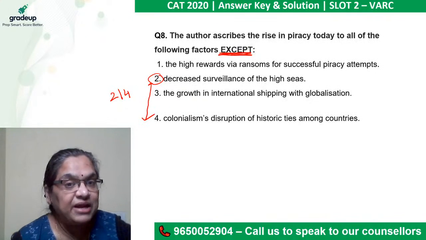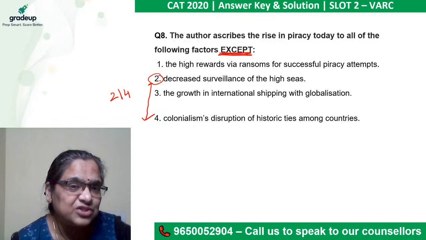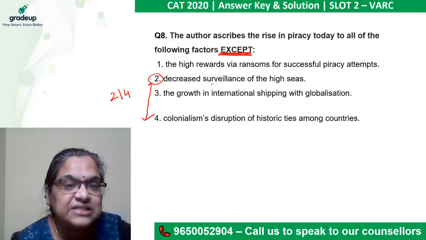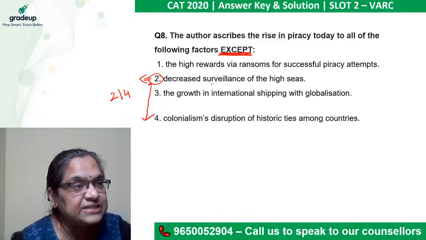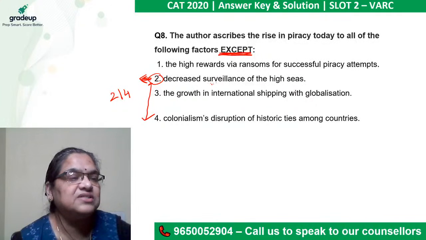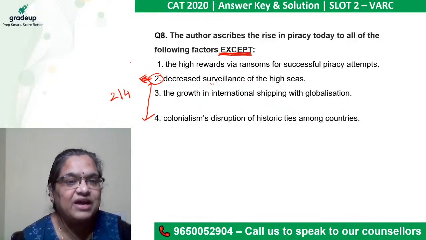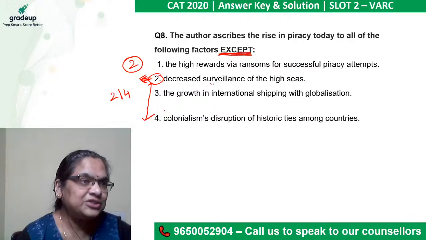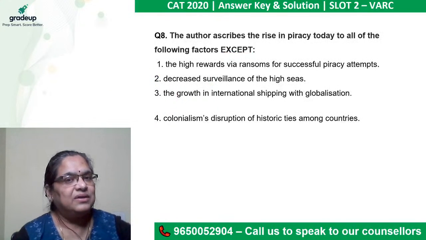He says, when piracy happened, surveillance has increased. But the problem is, surveillance is not the way to prevent piracy. So surveillance is not a reason for piracy. Surveillance is a result, and people are having a surveillance of the high seas to stop piracy, but that's not an effective way. Therefore the answer is 2. Understood? It's not a reason for the increase in piracy.